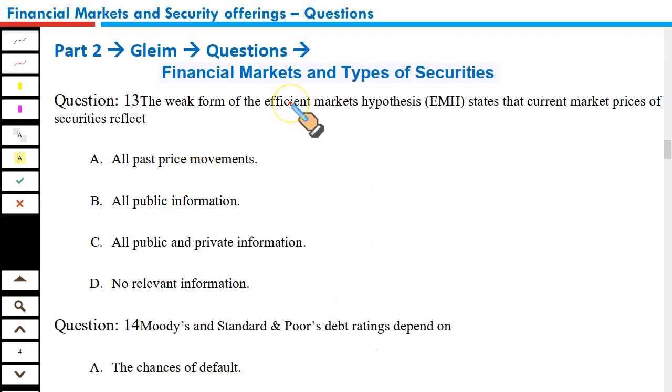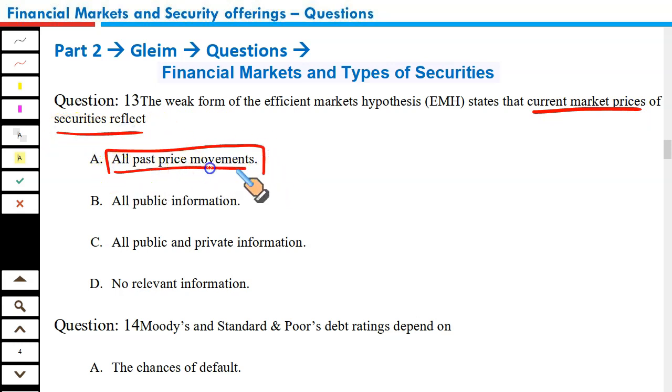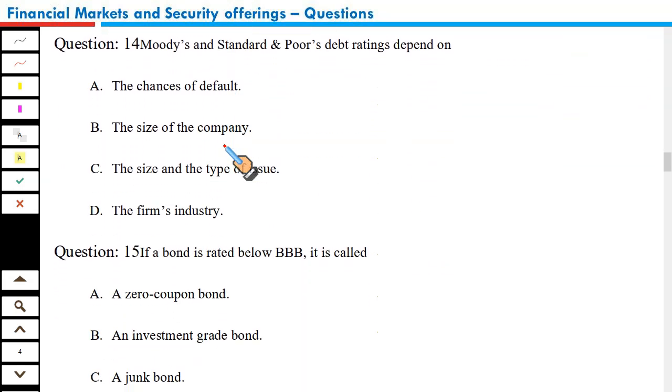The weak form of efficient market hypothesis we have just discussed states that the current market price of the securities, they just reflect all the past price movement. The markets that are very inefficient, they will only reflect the past price movements. The markets that are semi-strong, they will reflect all the public information, and the markets which are strong form efficient, they will have all the public and private information. So right here we needed the weak form efficient, so that would be A as your correct option. Moving on.